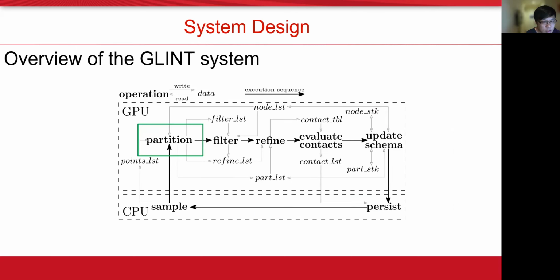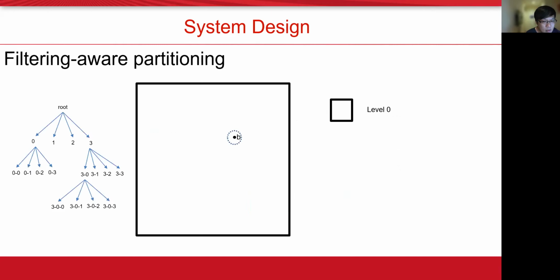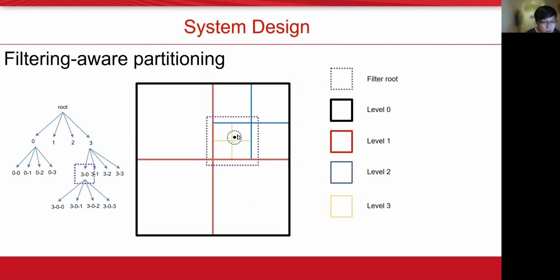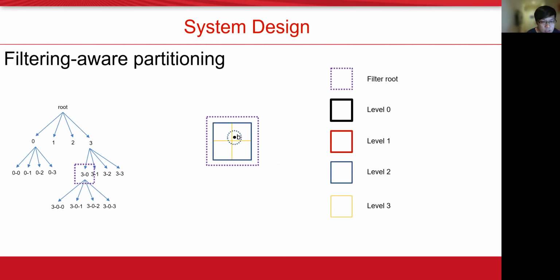Let's first look at the partitioning step. During the partitioning step, each point is assigned to a specific partition level by level. Meanwhile, during this process, the lowest node in the path for which the distance from the target point to the boundary of the node is larger than the contact distance will be recorded as the filtering root node. Then in the filtering step, the range query can be conducted starting from the filtering root instead of the root of the tree, and all the candidate partitions must be covered by the filtering root node.